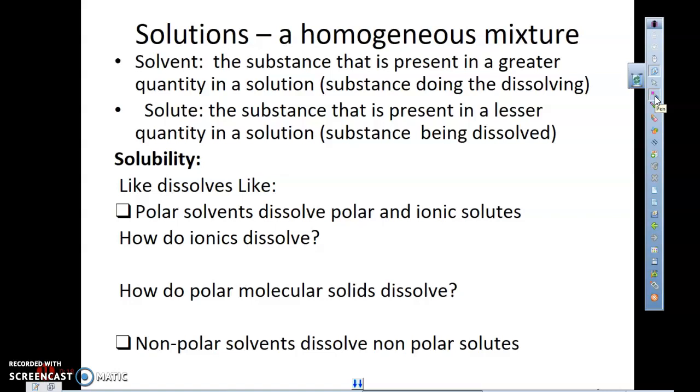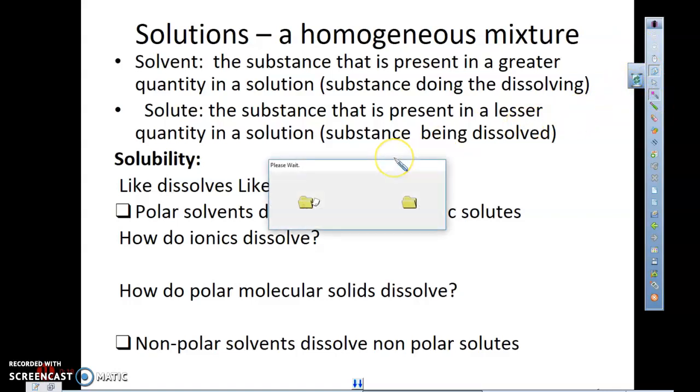And when we talk about solubility, we have to understand a little bit what's going on here as far as the like dissolves like rule. Now, like dissolves like, all that means is that polar molecules are going to be dissolved by polar substances, polar solvents. So we talk about this weird little thing that it's got going on, just ignore that.